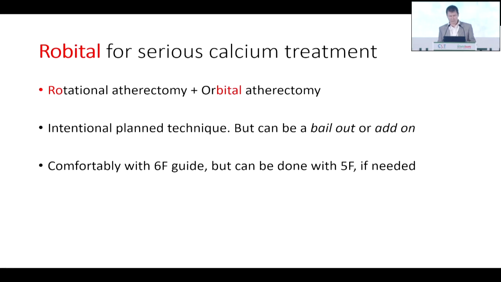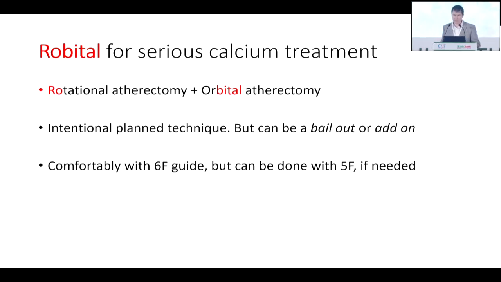So Robital is similar. It's intention to treat the lesion with orbital atherectomy. For example, retroflex nodular ostial calcium in the circumflex. And you want to glide assist and treat back, glide assist, treat back, and so on. If you take rotational atherectomy there, you may perforate.